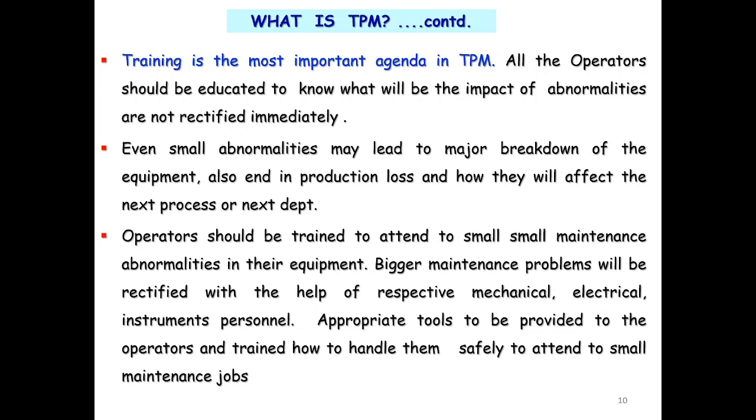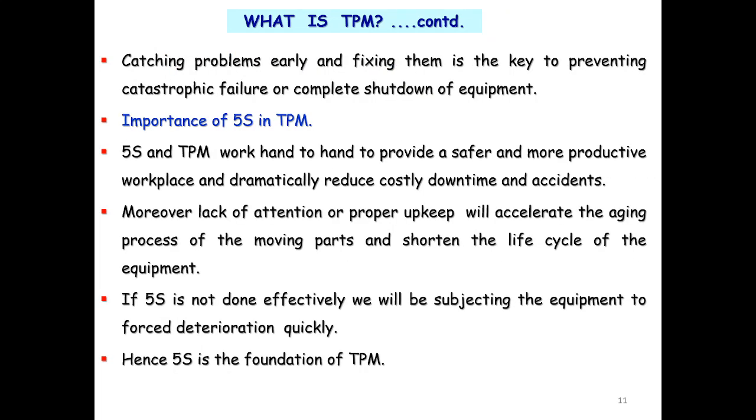Training should also be given to the operators on how to attend to small maintenance activities connected to the equipment, like lubricating, retightening of loose nuts and bolts, fixing of hoses, tightening of leaky pump gland packings, dismantling of water shower pipes for cleaning and fixing them back, etc. Operators should also be provided appropriate tools, and maintenance personnel should give them on-the-job training on how to use these tools safely while attending to small maintenance jobs. Identifying problems early and rectifying them is the key to preventing catastrophic failure or complete shutdown of the equipment.